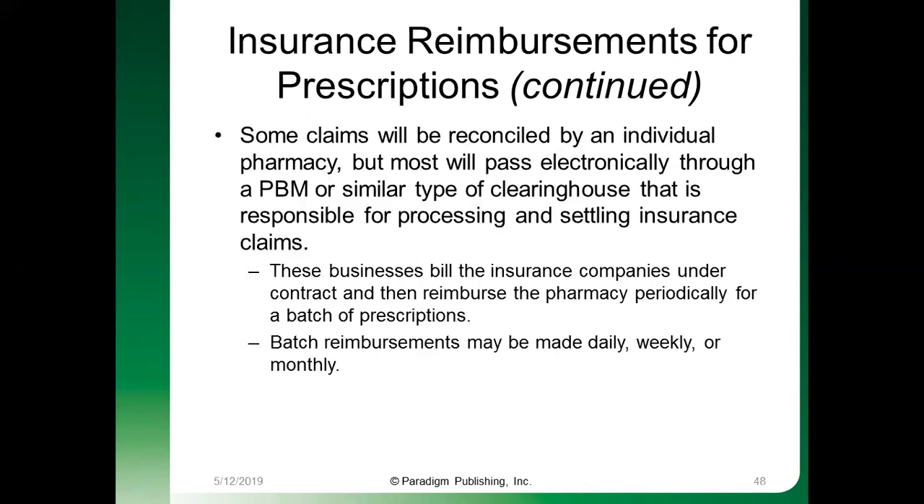So some claims will be reconciled by an individual pharmacy, but most will pass electronically through the PBM or a similar type of clearing house that is responsible for processing and settling insurance claims. These businesses bill the insurance companies under contract and then reimburse the pharmacies periodically for a list of prescriptions. Batch reimbursements may be made daily, weekly, or monthly.